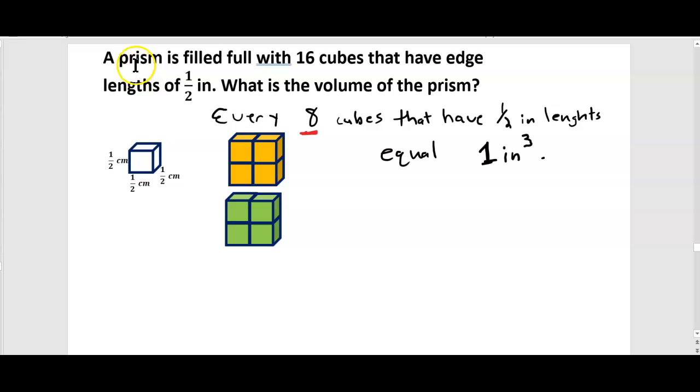Okay, here's the next kind of problem you need to know. A prism is filled full with 16 cubes that have an edge length of 1/2 inch. What is the volume of the prism? I'm going to stop here, and you can watch this on the next video.